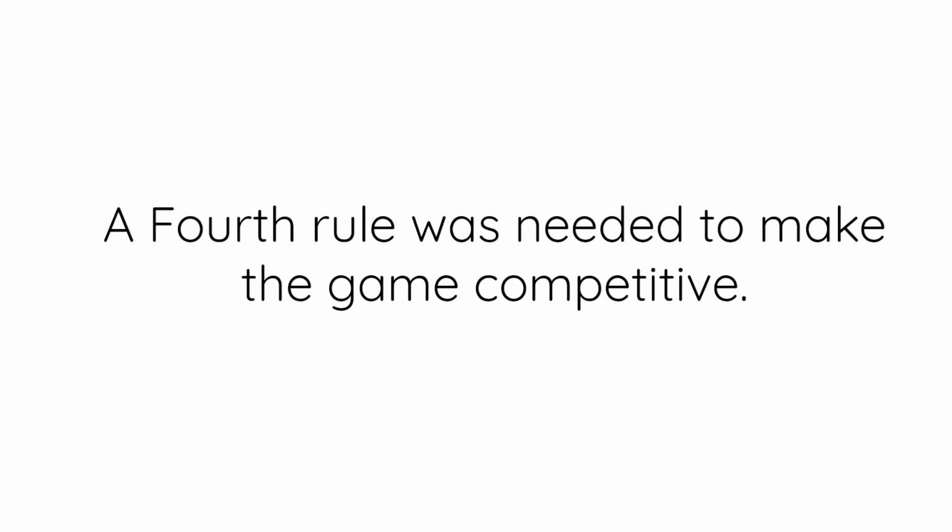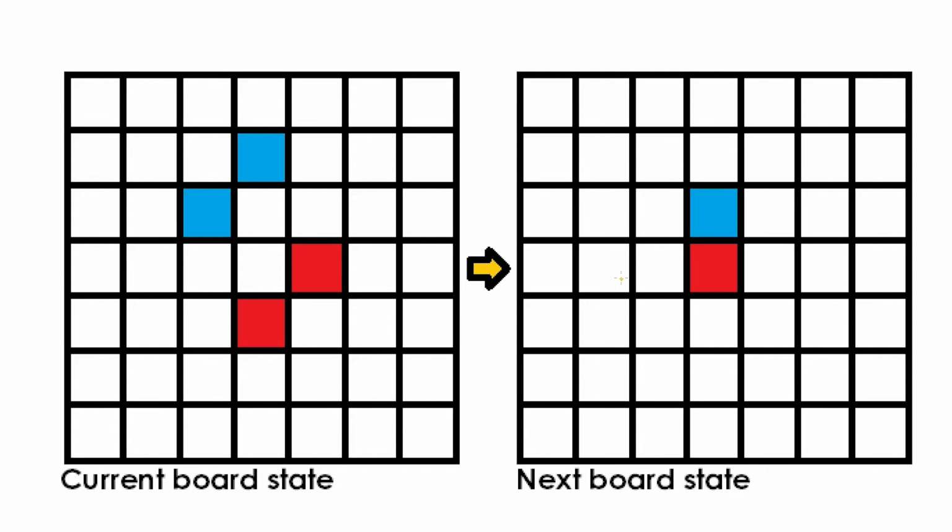However, in order to make the game competitive, I had to introduce a 4th rule. Any new cell being brought to life by its 3 parents will take the color of the majority of its parents. As you can see on screen, 2 of the 3 parents are red, so the new cell is also red in the next time step. So now we know how the rules work.